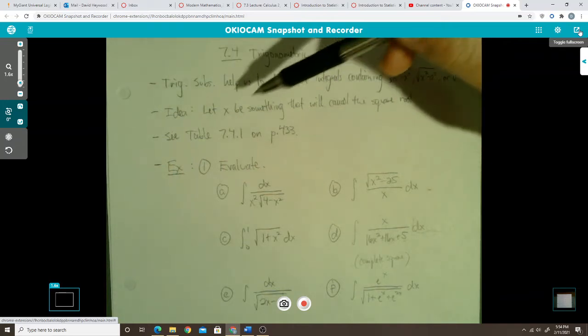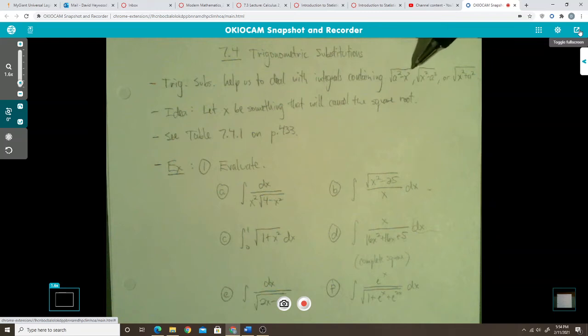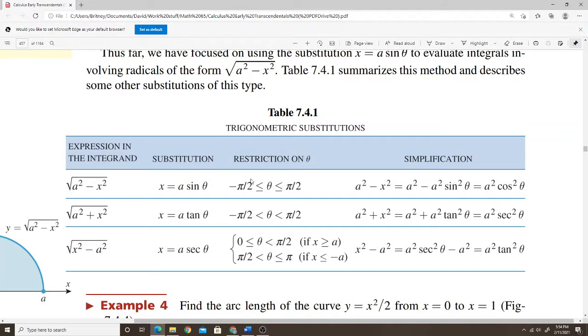The idea is that we want to let x be something that'll cancel out the square root, and since we have so many nice Pythagorean identities with trigonometric functions, oftentimes we can rewrite expressions like this. If we let x be some trig function, then we can rewrite the expression and then take the square root, and that'll get rid of the square root. In particular, once again, your book has an excellent table, table 7.4.1. This is on page 433, and it tells you exactly what to do.